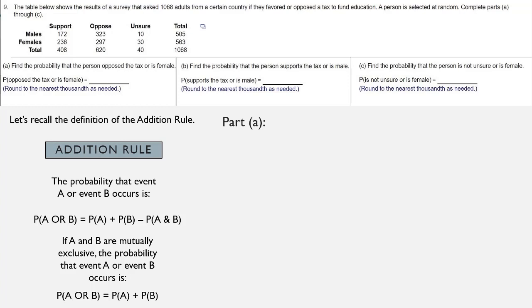So in part A, are these two mutually exclusive? Is it possible to oppose the tax and be female at the same time? When we look at our table, the ones who oppose the tax and are female, there's 297 of those individuals. So since there are people in that category that overlaps, these are not mutually exclusive. So we have to do the original version of the addition rule that has the subtraction of the probability of A and B at the end.